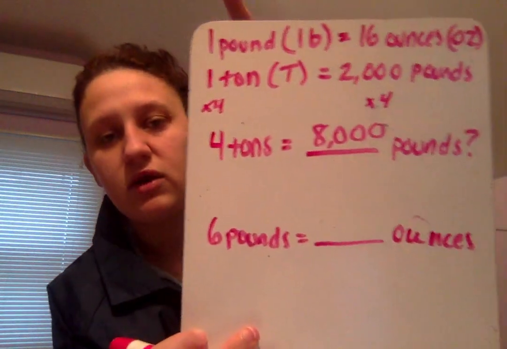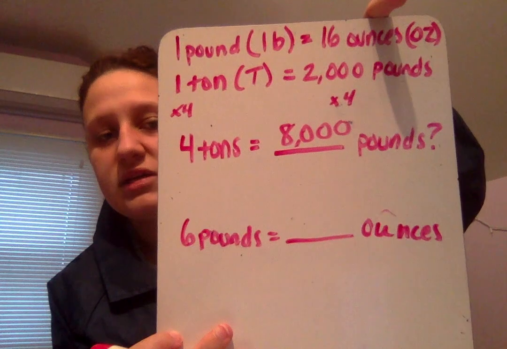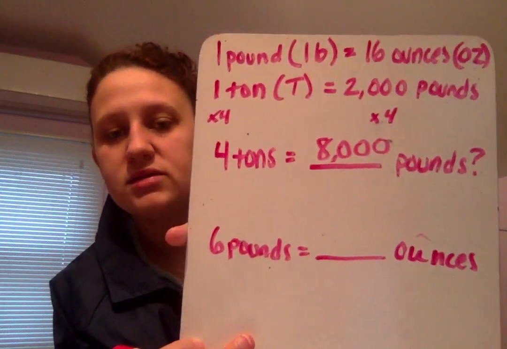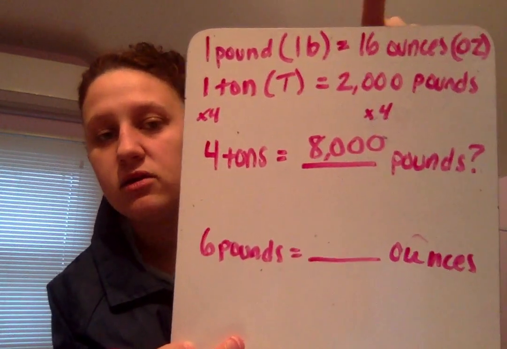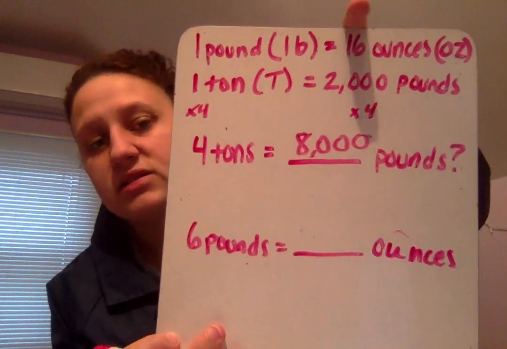Let's do another one. Let's do 6 pounds equals how many ounces? Ounces is spelled with the U. So we have 6 pounds equals how many ounces? Well, if I go to the top, 1 pound equals 16 ounces. So I do 1 times 6 to get to here. So I must do the same thing on this side.